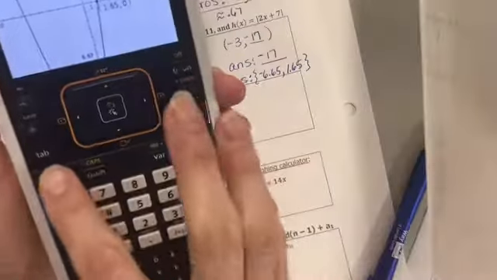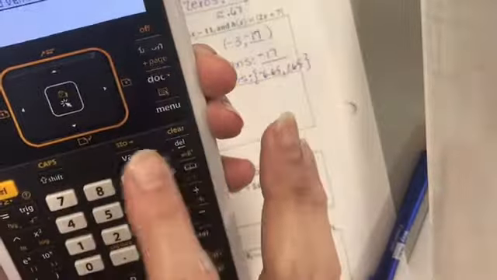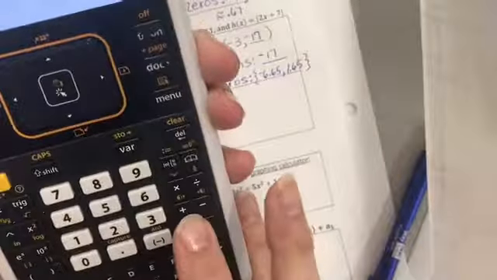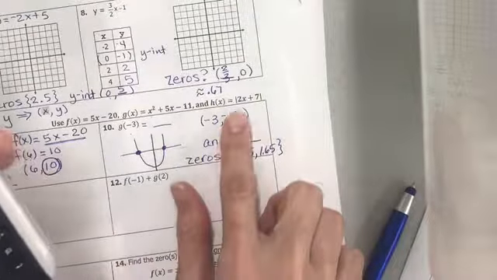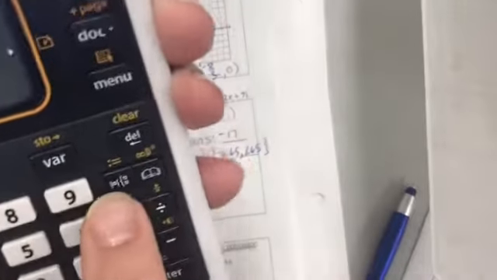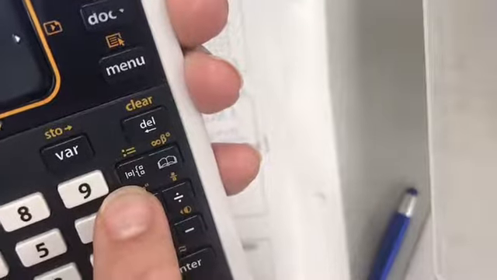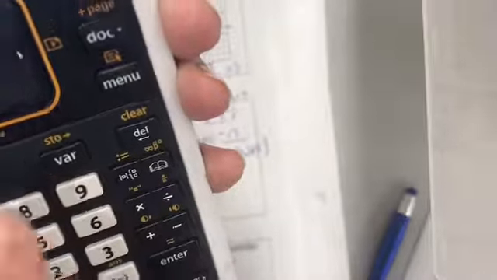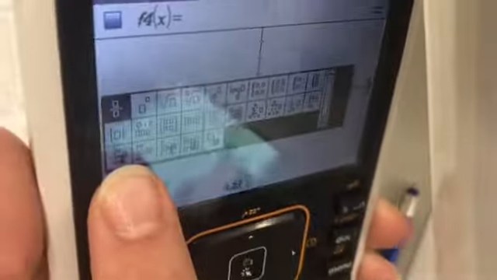Let's do that one, H. Control, add a page, graph. Now this one has an absolute value bar. So absolute value bars are right here in your LOL button. Okay? So right there. Okay?